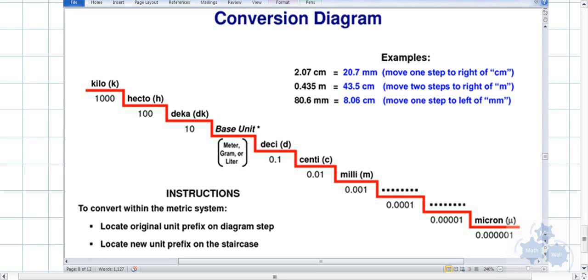All right, so if we look at the metric staircase, this is, again, a way of converting between units in the metric system. So if we have a kilometer, we can use something called the metric staircase to find out how many meters, that would be the base unit here, or how many centimeters that is, or how many decameters that is. And I do want to just make this note here, that should be dA.